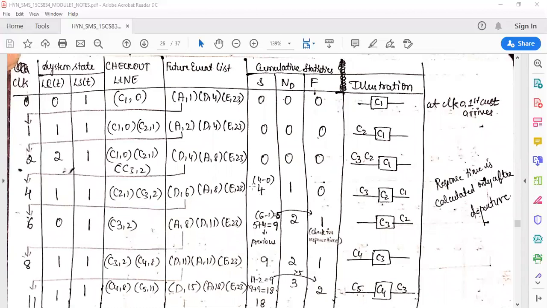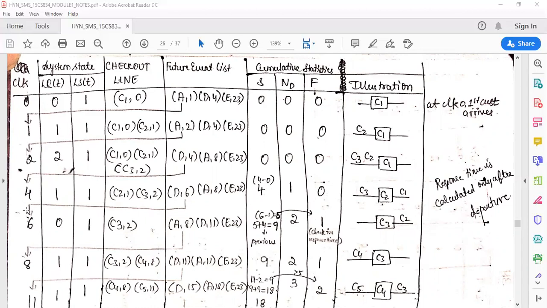Then I will check, has he spent 5 or more minutes? No. If it was 5, then you would have added 1 here. If the question had asked whether the customer has spent 4 or more minutes, then you would have to update it as 1 here. But since the question is for 5 or more minutes, here it will still be 0. F is 0. Next, again continue the same procedure.